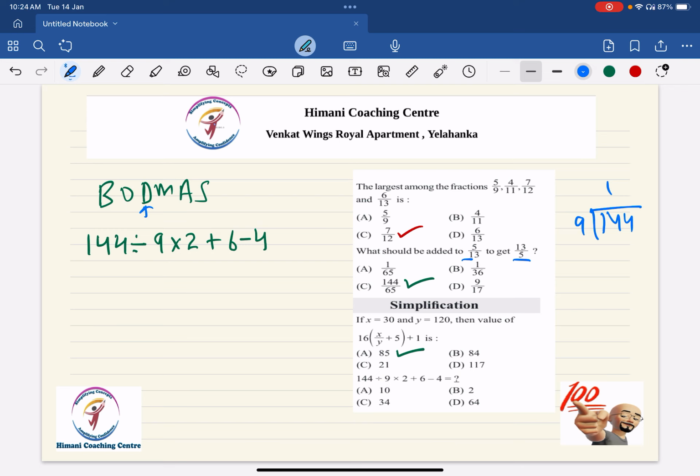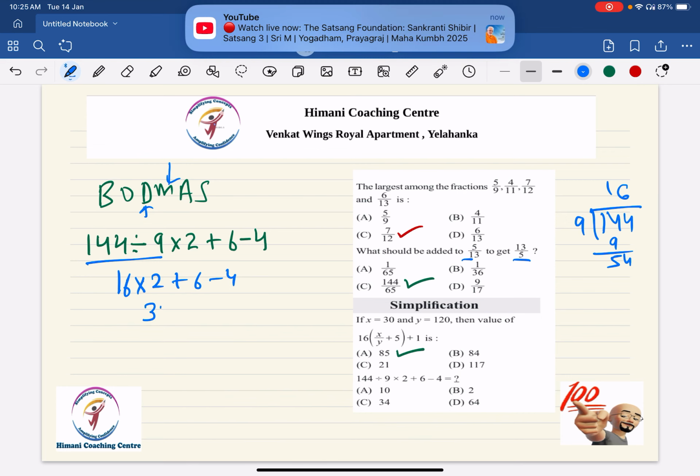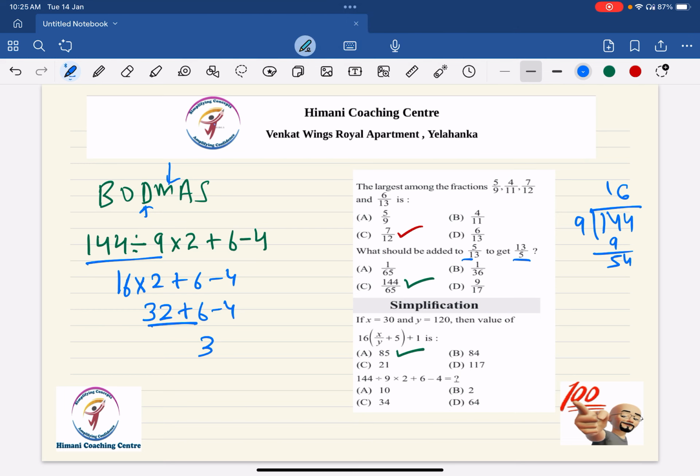So 9 times 1 and then 54, so 16. So this gives us 16. So 16 into 2 plus 6 minus 4. So now we should do multiplication. 16 times 2 is 32 plus 6 minus 4. So 38 minus 4 is our answer. 38 minus 4 is 34, and that is our answer for this question.